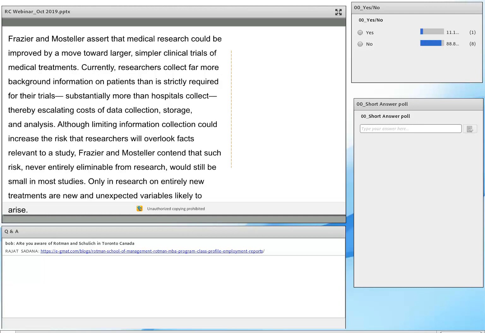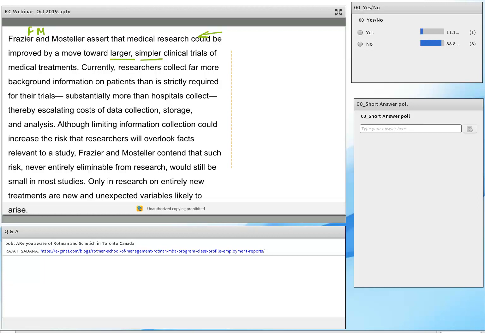Fraser and Mosteller, I'm going to shorten them to F&M, assert that medical research could be improved by a move towards larger, simpler clinical trials of medical treatments. Now, there are two things that come out here. The first is that he's saying there is scope for improvement in medical research, and he's talking about a move towards larger and simpler.